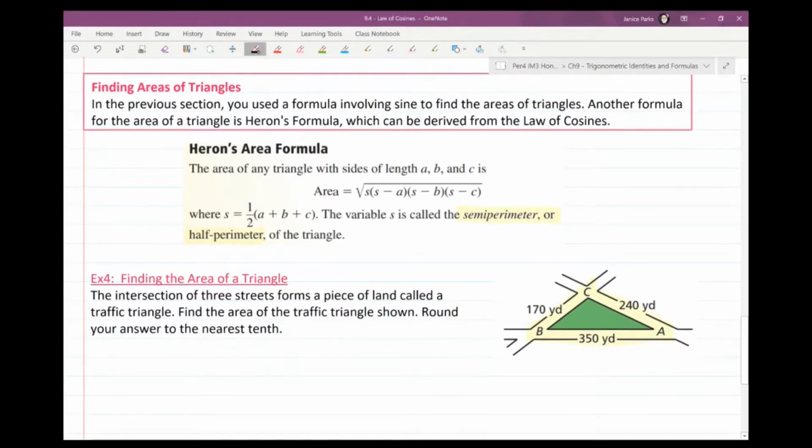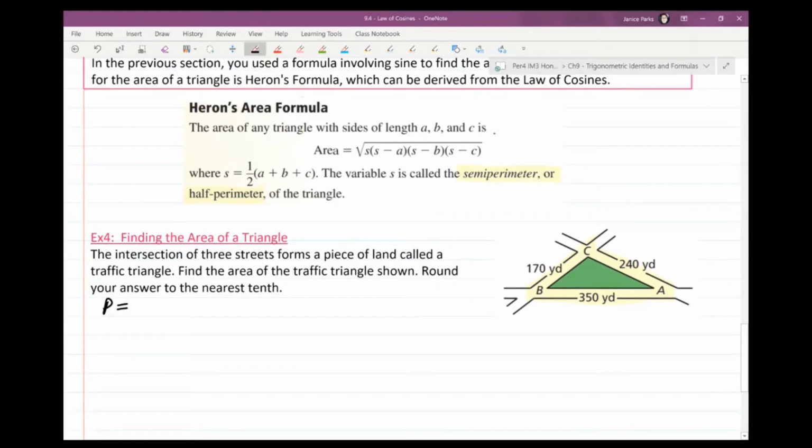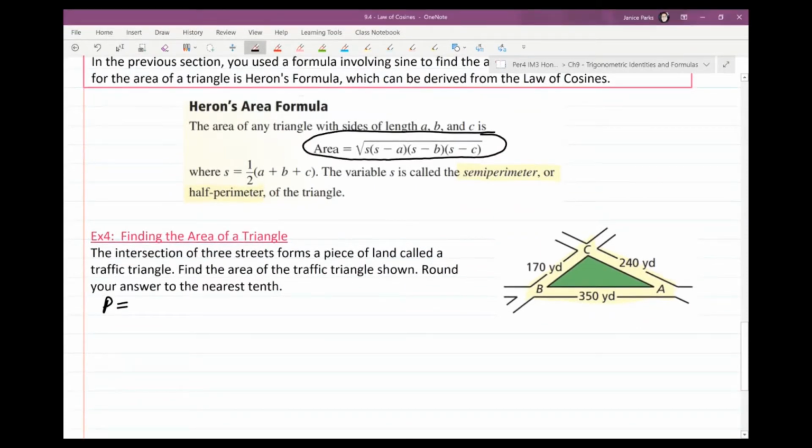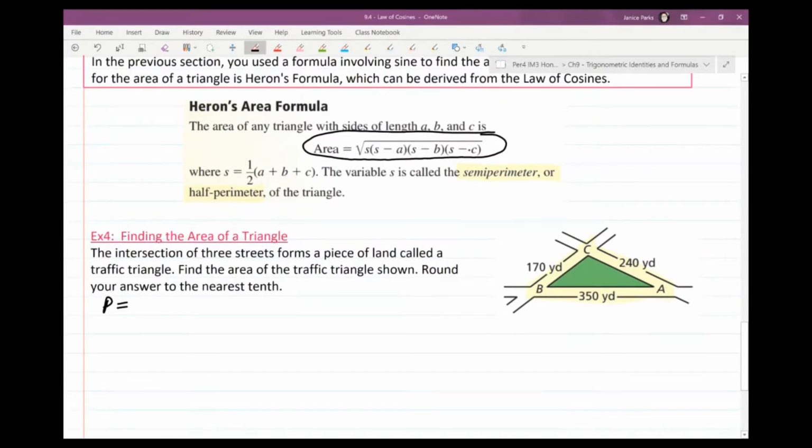So first thing I'm going to do is find the perimeter of this triangle. This is the area formula we're going to use. I'm going to show you how to do that in a minute. The easiest way to set that up: it's basically the semi-perimeter times the semi-perimeter minus each of the sides, and you're going to take the square root of that.